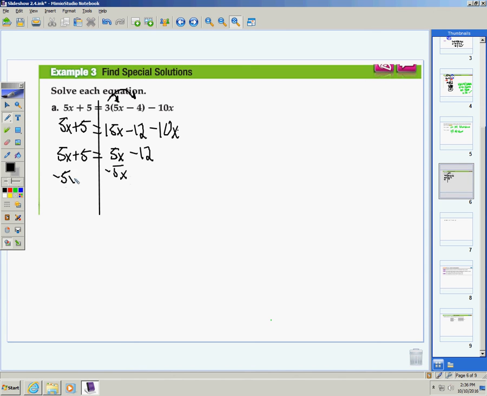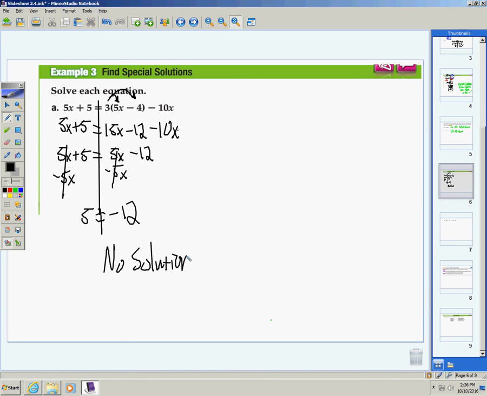And when I do that, all my x's cancel out, and I'm left with 5 equals negative 12. And hopefully you know that 5 does not equal negative 12. This is a false statement, which means there is no solution.